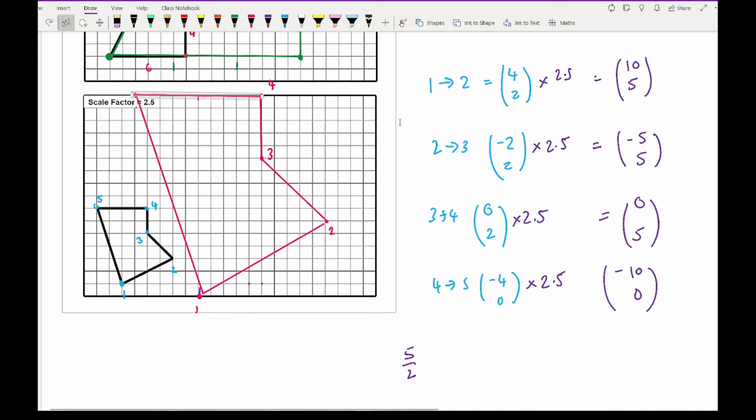Now again, there will be a copy of this worksheet in the description below for you to either have a go again or for you to watch the video and check your answers, and that's entirely up to you. And like I said, in the next video on enlargements, we'll be focusing on what happens when you've got a centre of enlargement and the little twist on these questions.